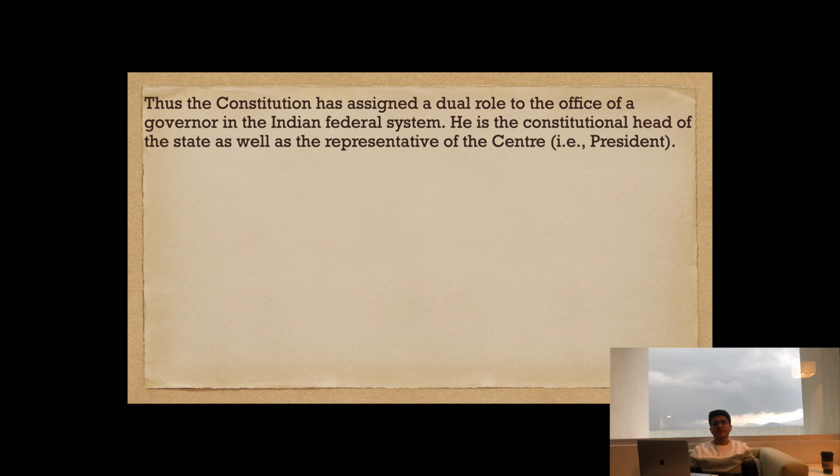Thus, the Constitution of India has provided a dual role to the office of a governor in the Indian federal system. He is the constitutional head of the state as well as the representative of the center, that is, the president.